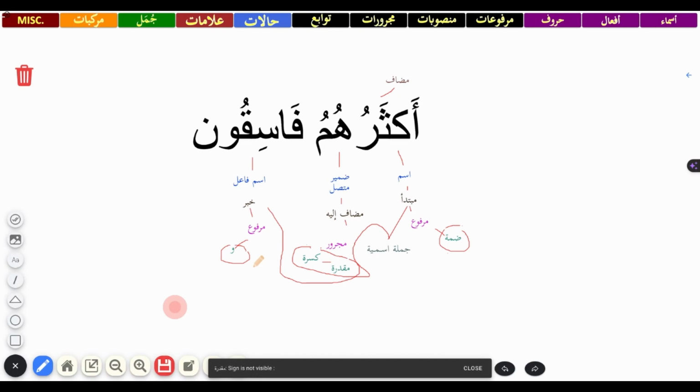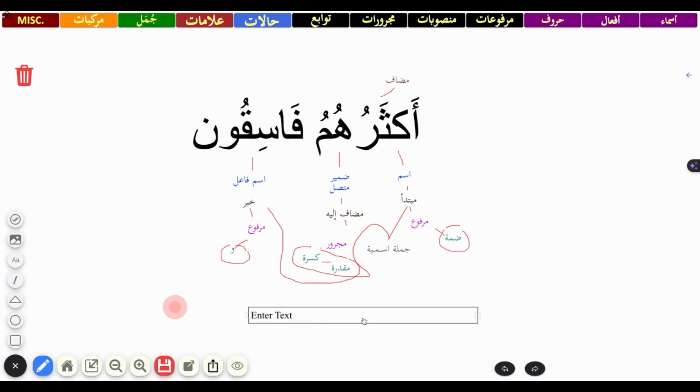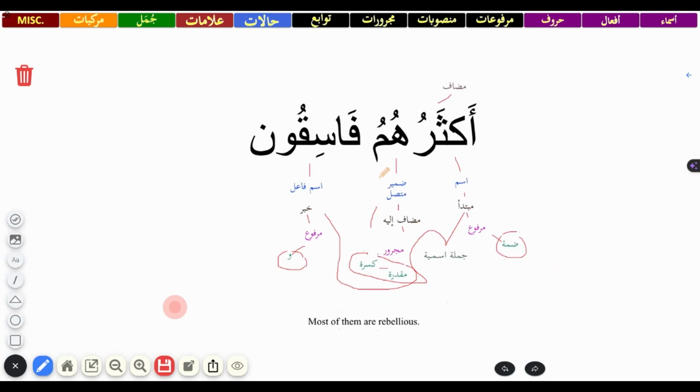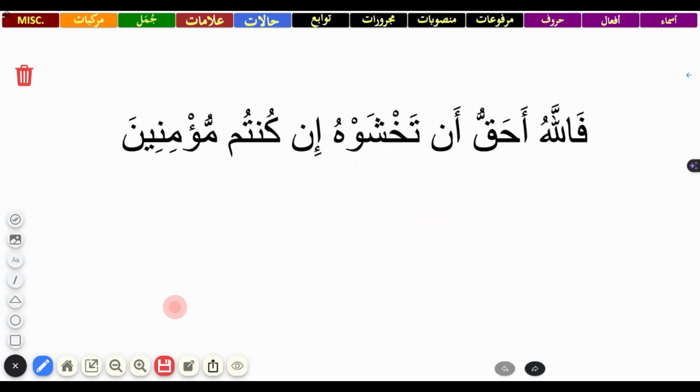And at this stage, it is good practice for us to always do that. And the meaning there is, most of them are rebellious. So next example. فَاللَّهُ أَحَقُّ أَن تَخْشَوْهُ إِن كُنتُم مُؤْمِنِينَ.